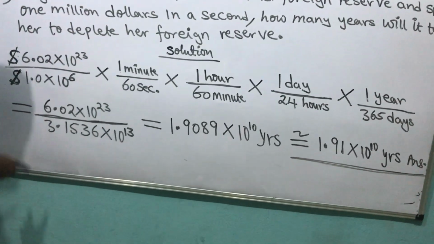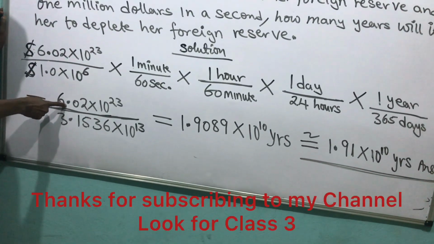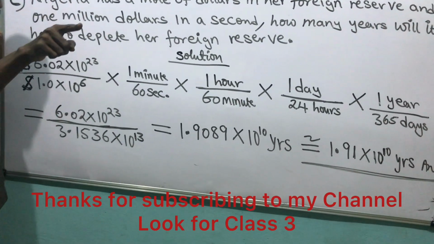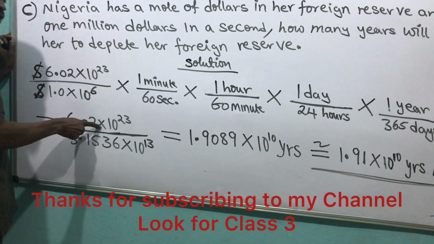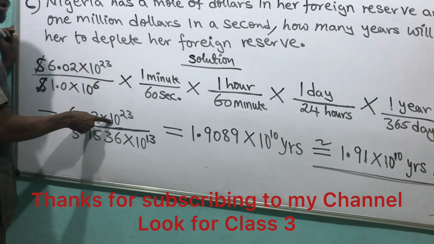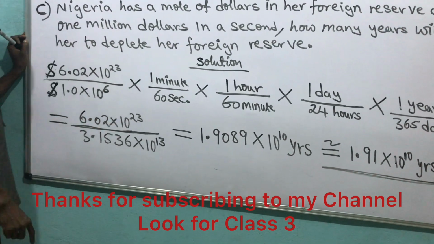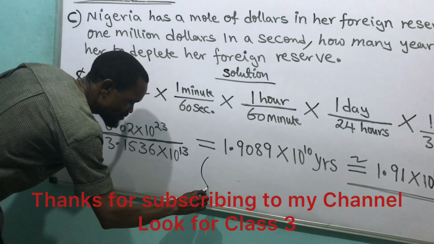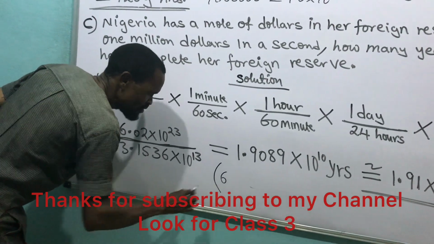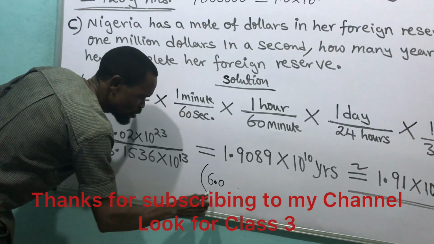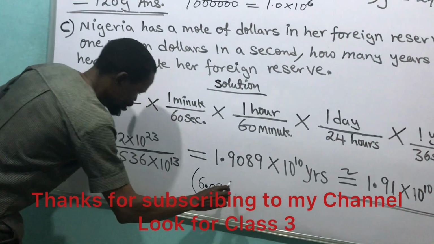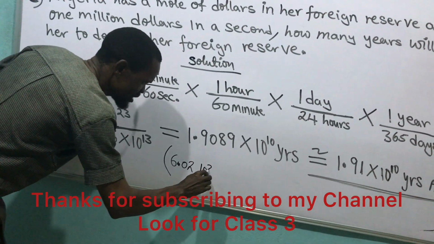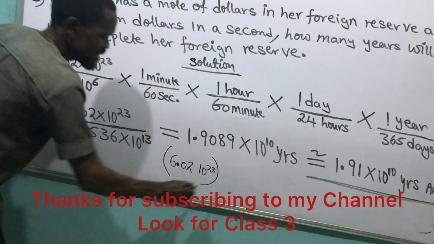If you have your calculator, follow me. Press 6, press point, press 0, press 2, press shift, then press log. If you press log now, you will see a small 10, then press 23. Start again. How will you do this in your calculator? You press open bracket. Have you put open bracket with me? Press 6. Press point, press 0, press 2, press shift. Have you pressed shift? Then press log. You will see 10 like this. Press 23. Are you getting what I'm saying? Close the bracket.